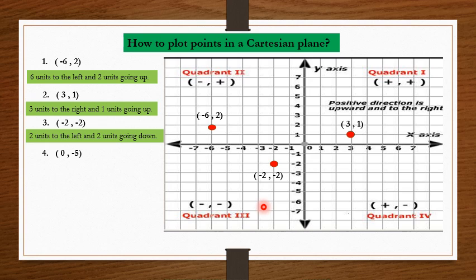And number 4, 0 and -5. 0 is for the origin and -5 is for y. So the y-axis is negative, is downward, going down. So 5 units going down. Let's count. This is the origin, and this is the y-axis. 1, 2, 3, 4, 5. Therefore, that is the answer.